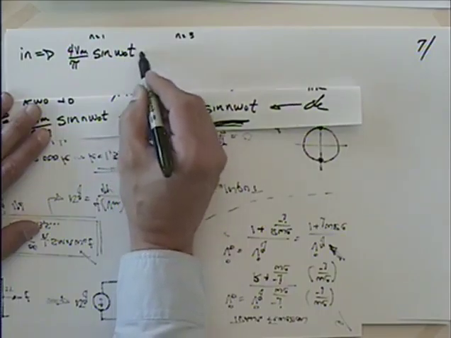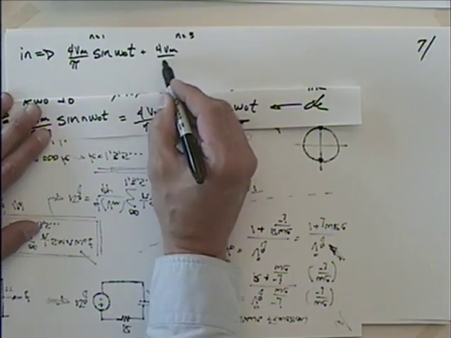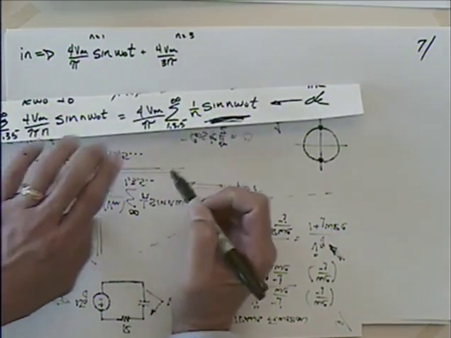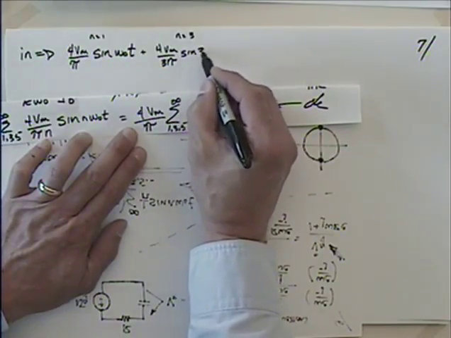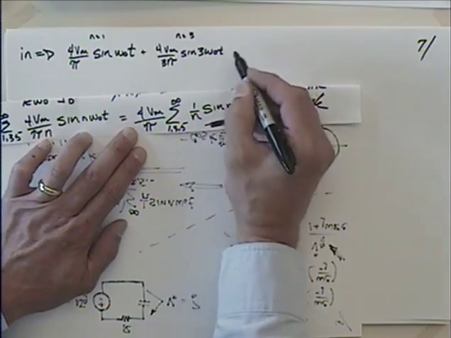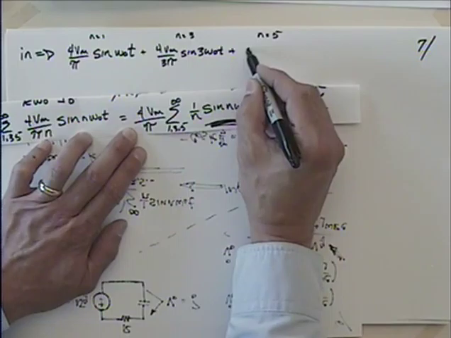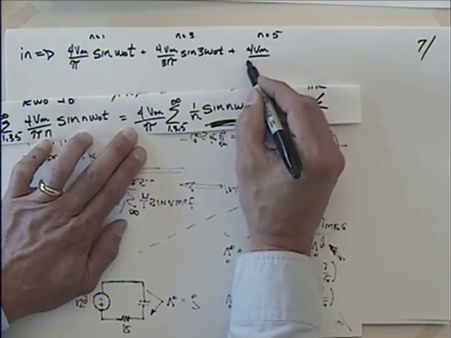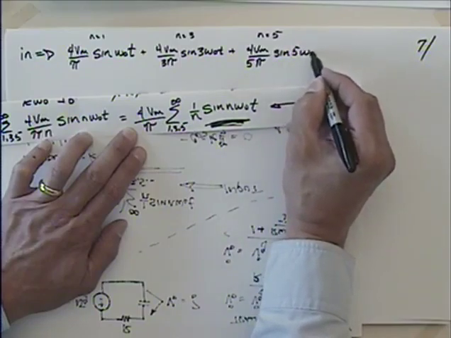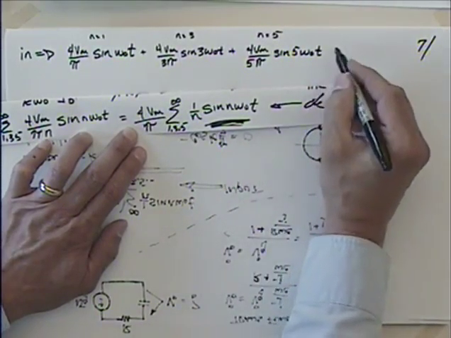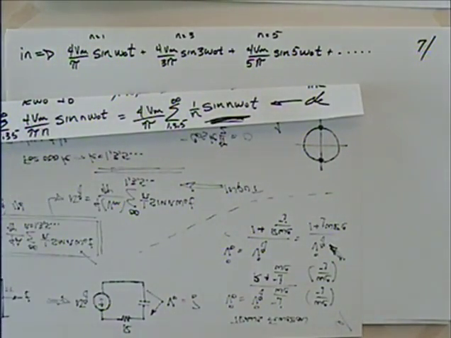What do we have? Oh, we're going to have 4 Vm divided by 3 pi. Isn't that what that says? Yep. Times the sine of 3 omega naught t. And I could keep going on this. n is equal to 5. So I get 4 Vm divided by 5 pi sine of 5 omega naught t. And I don't know that we need to go much further. I think you get the point there.